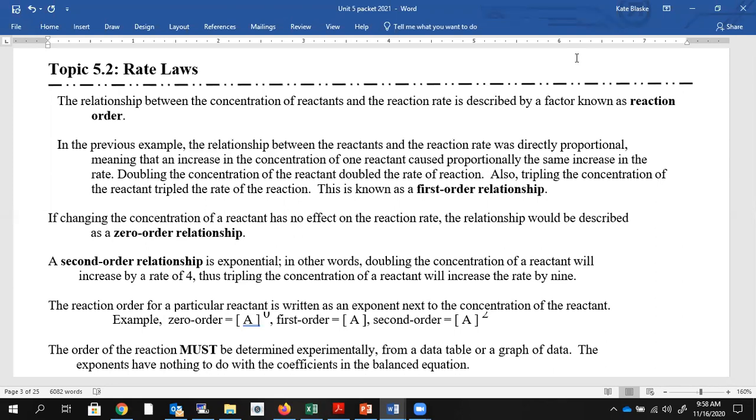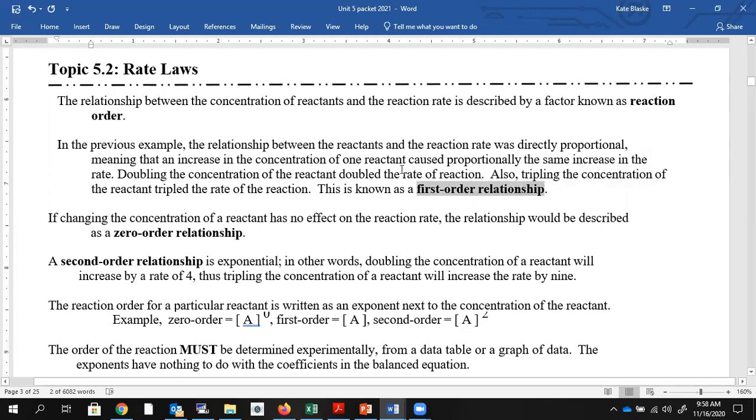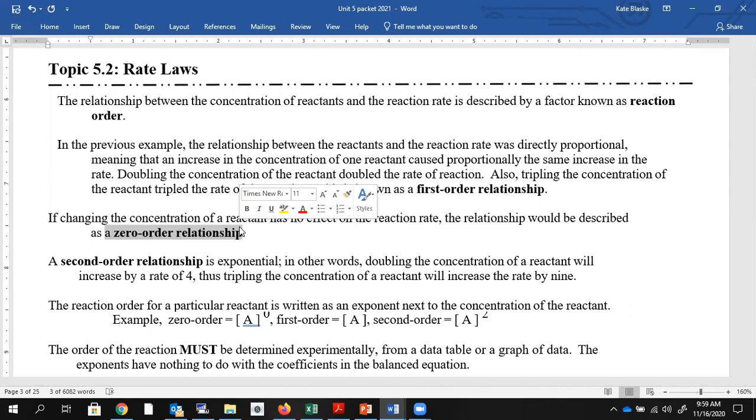So when we have a direct proportionality between the concentration changes and the reaction rate changes, we call that a 1st order relationship. So when I double the concentration of a reactant and the rate also doubles, that means that reaction is 1st order with respect to that particular reactant. If changing the concentration has 0 effect on the reaction rate, then we call that a 0 order reaction. So if I quadruple my concentration and it doesn't change the reaction at all, that is a 0 order relationship.